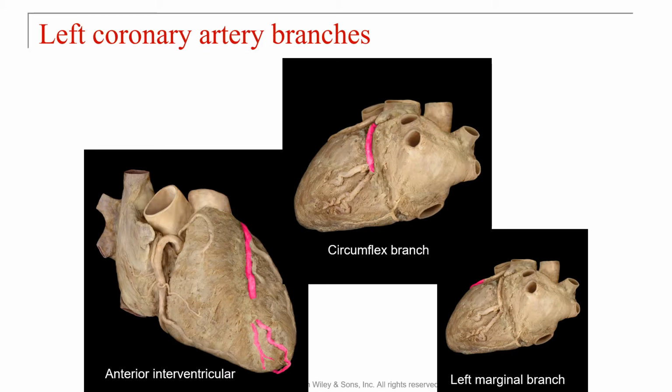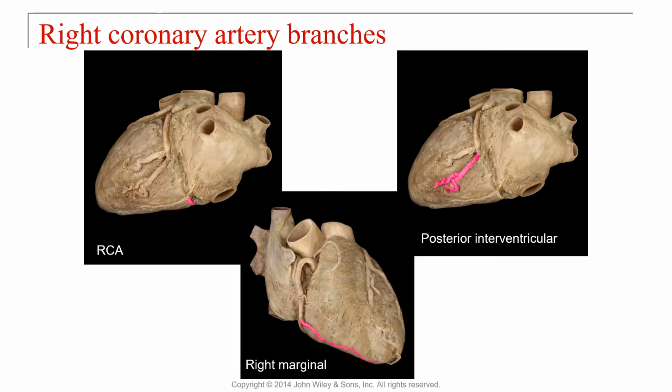All right, so these images were taken from A&P Revealed. Anterior interventricular, circumflex branch, and left marginal branches of your left coronary artery. The anterior interventricular and the circumflex branch are illustrated on our model as well, or rather they're labeled on the model. Right coronary artery branches, we have the posterior interventricular and the right marginal. And the posterior interventricular is going to be labeled on the model.